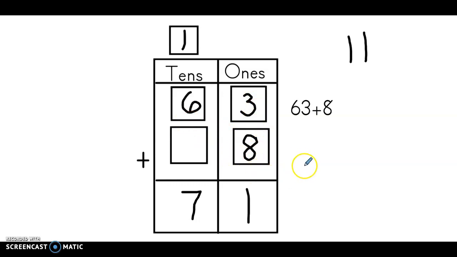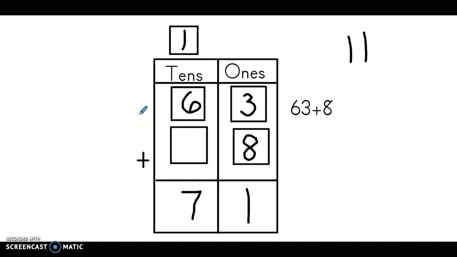So just a couple of tips. Always start in the ones place. You add the ones together. If the answer to adding the ones is 10 or more, you know you have to regroup because you can't put that in the ones place. So however many ones are in the answer to adding the ones would go in the ones place. And then we take our 1 ten over here to the tens. Then just add the tens.